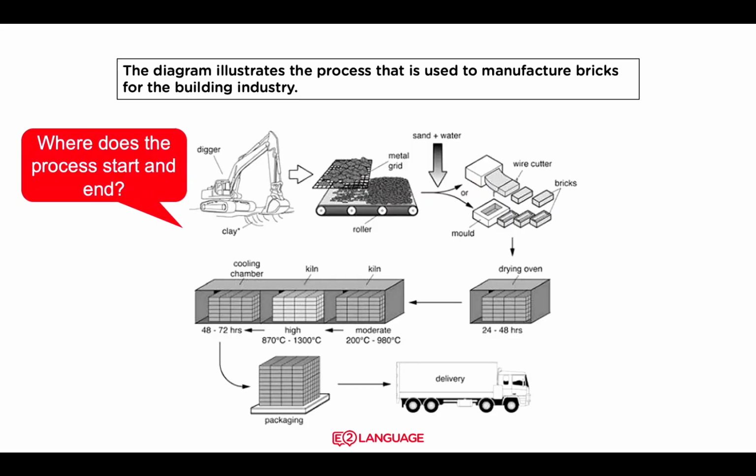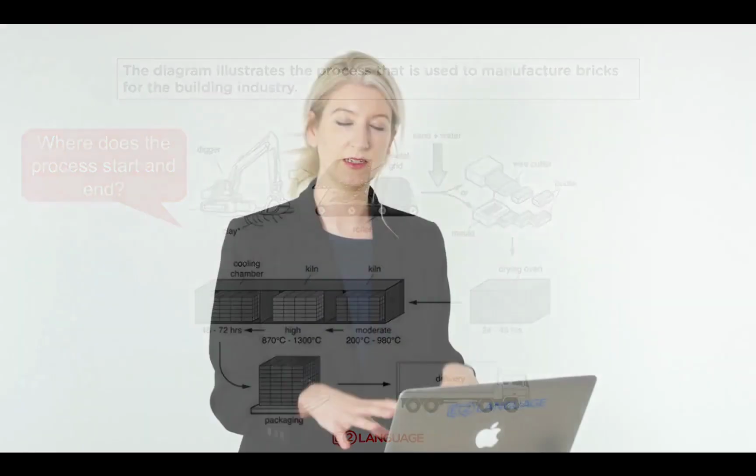And your job when you're writing about a process is to include everything. So unlike when we write about a bar chart or a line graph, when you're dealing with the process, you must not skip any stage or any detail. But the first thing I really want to look at is, where does the process start and end? So this information is going to be part of my overview.